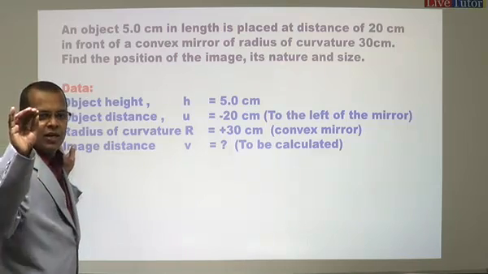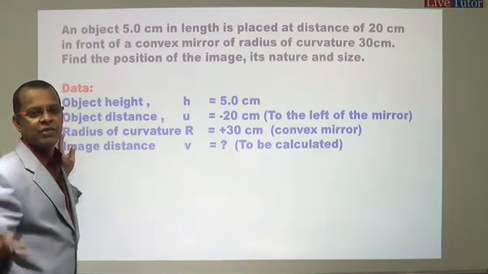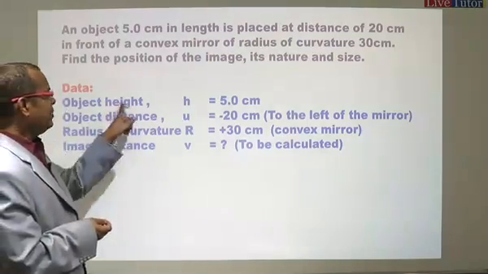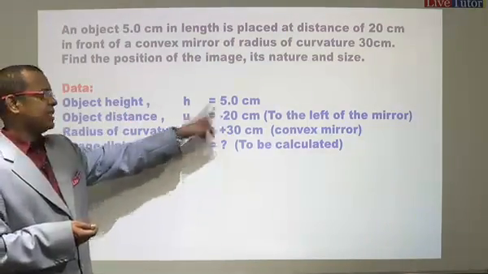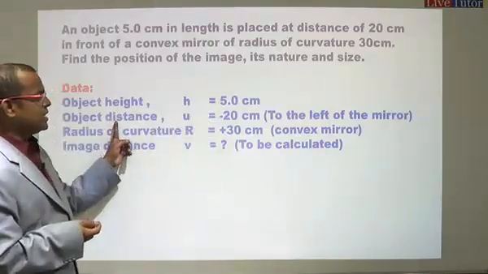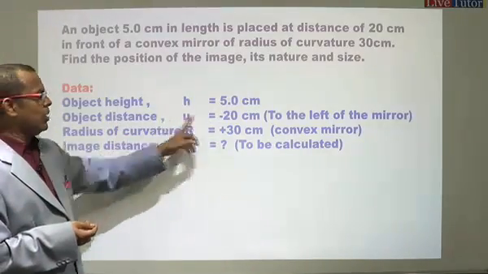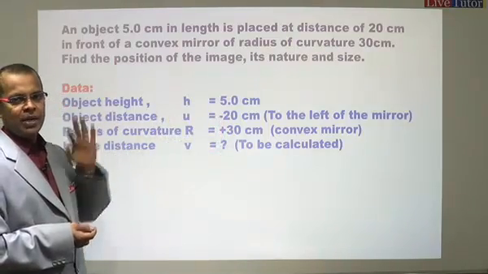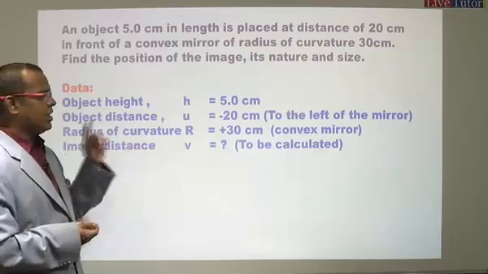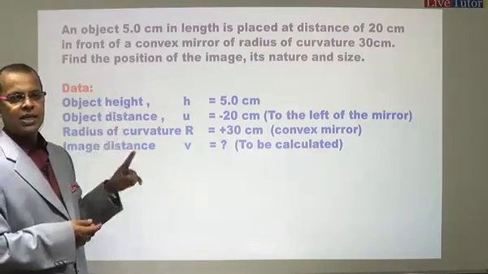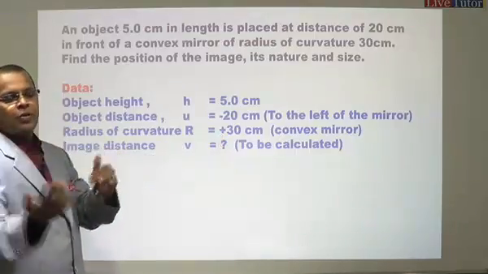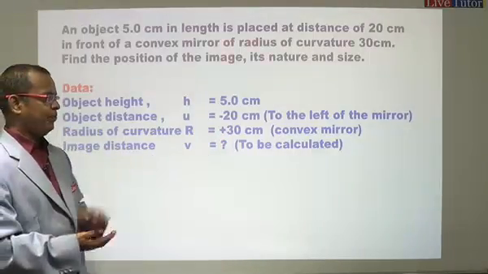Same formulas, only the mirror formula and magnification formula we are going to use. But look at the sign convention. Object height is given, it is 5 centimeter. Object distance is to the left of the mirror, so it should be negative, minus 20 centimeter. For a convex mirror, the radius of curvature should be positive, because we are measuring from behind the mirror, so it should be positive.